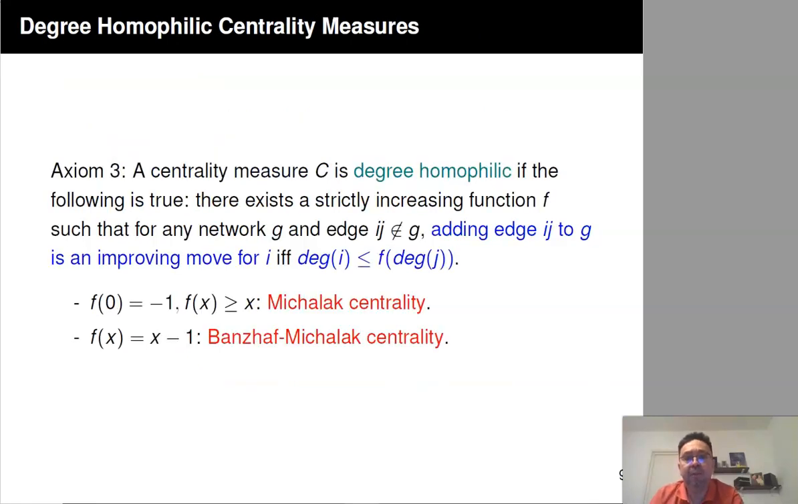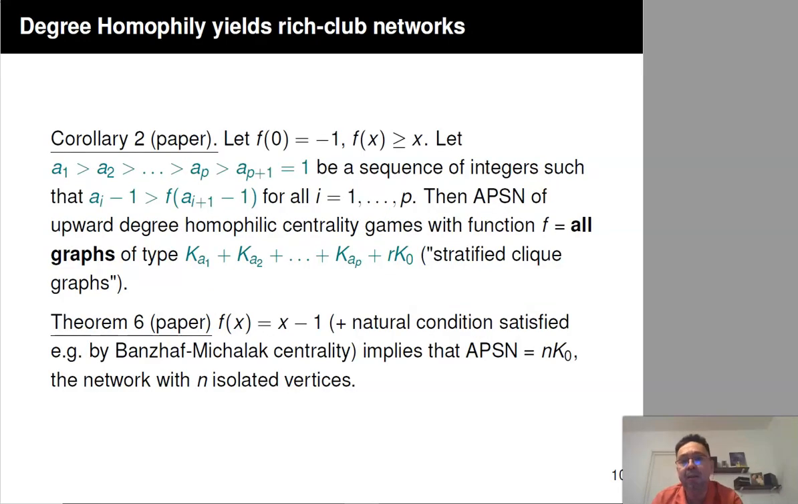A second kind of result deals with a different type of centrality axiom. Here the idea is that a node wants to connect to nodes whose degree is either higher or not too much lower than the one of the given node. And we have two flavors of this axiom corresponding to two different conditions. One is satisfied by Mihalov centrality, the other one by Banzhaf-Mihalov centrality.